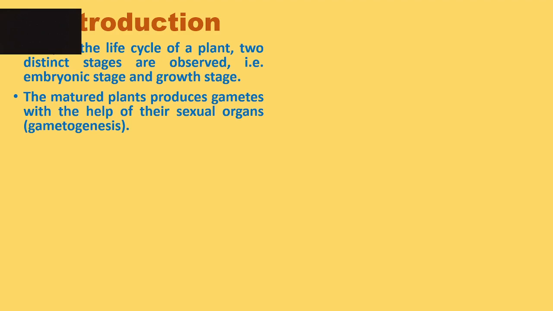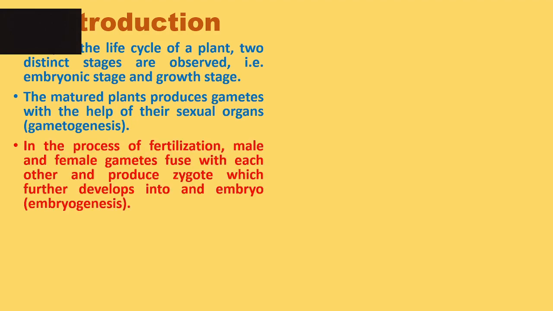The mature plant produces gametes with the help of its sexual organs, that is gametogenesis. So after maturation, any plant will produce flowers. Flowers contain both male and female gametophytes, as we know very well. Pollen grains are produced, that is the male gametophyte, and in ovules the egg is present, and that egg is the female gametophyte. Such two gametophytes are formed in the mature plant, in the flower, and this particular process is known as gametogenesis.